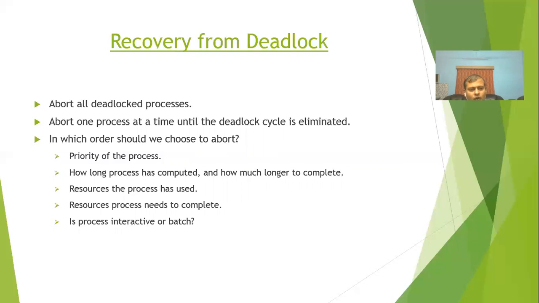And thirdly, in which order should we choose to abort the processes? That means when we are about to abort some processes, in which order do we choose them? It can depend on the priority of the processes, or how long the process has computed and how much longer it will take to complete, or what resources a particular blocked process has been using until now, or what resources it will need in future, or whether the process is interactive or batch. So those are the issues that you have to take care of.